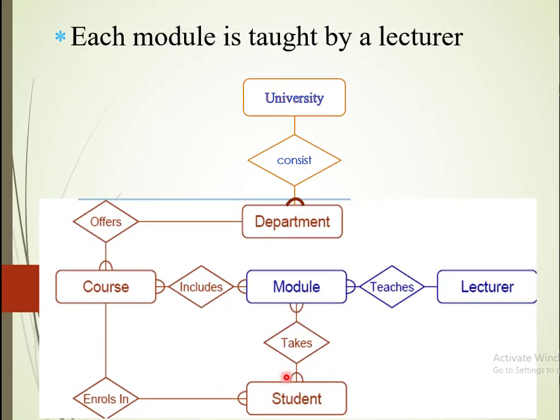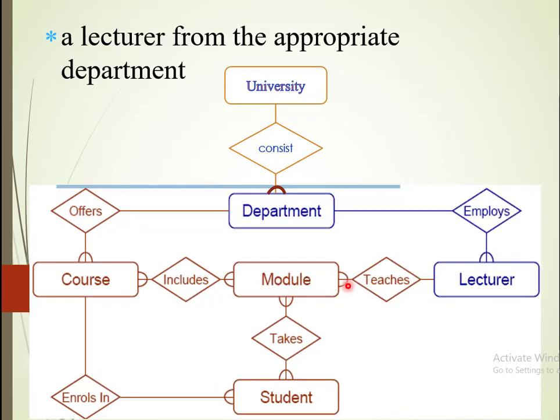We move along. We are saying that each module is taught by a lecturer. So a lecturer may be teaching one module or may be teaching more than one module, but every module will be taught by a given lecturer. So that's why you can see we have the branching on the side of the module. The next thing is we are saying that a lecturer comes from the appropriate department. So there is a linkage between lecturer and the department. So a lecturer belongs to a specific department. However, a department may have more than one lecturer. That's why we are having the branching at this given point.